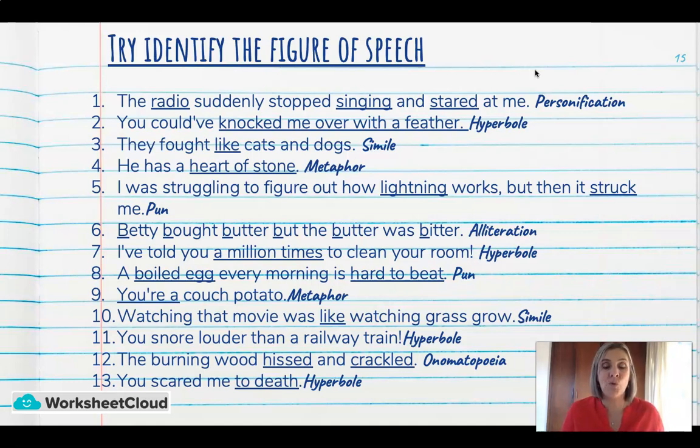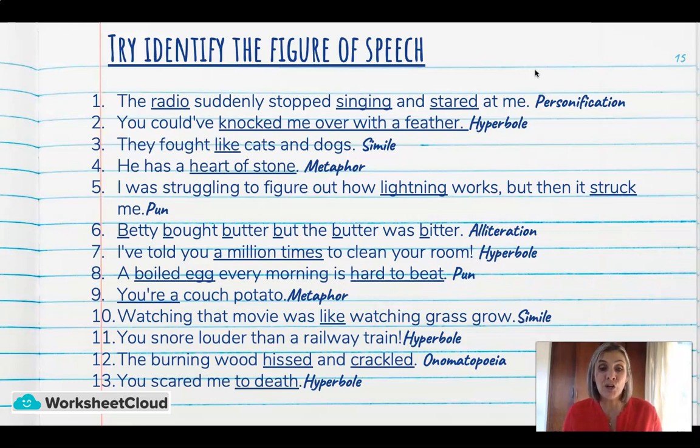Number 10, watching that movie was like watching grass grow. So in other words, the movie was so boring. To watch grass grow would be the slowest thing that you could ever imagine watching. You wouldn't be able to really see it. So that movie was really slow, didn't capture your attention, not great to watch. And using the word like is the comparison. So the movie is compared to grass growing.